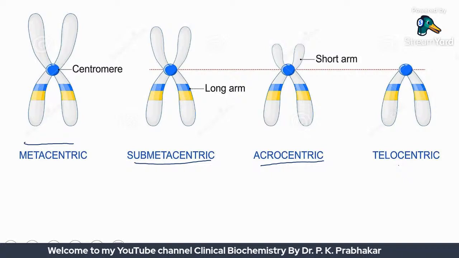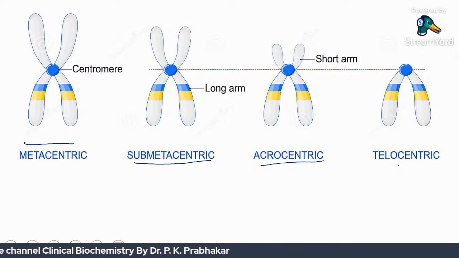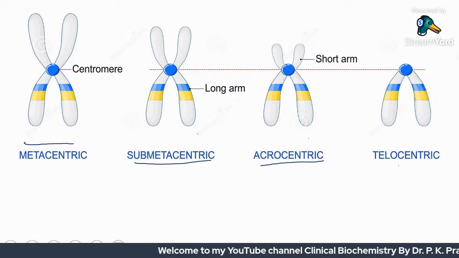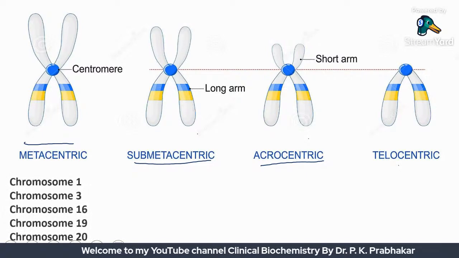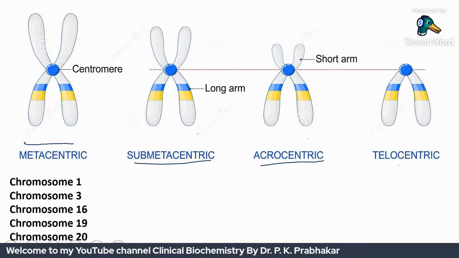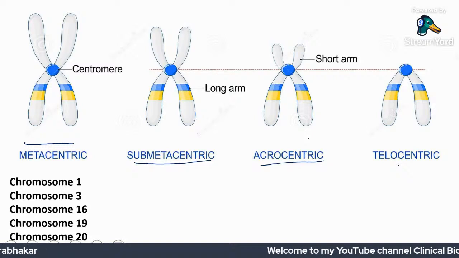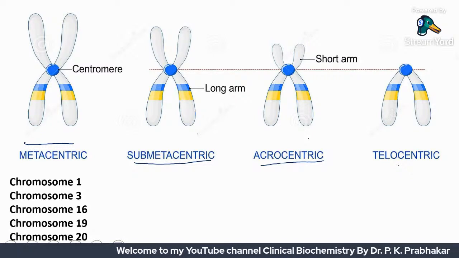Now, all the human chromosomes, the 46 chromosomes, fall into only 3 categories. They are either metacentric, submetacentric, or acrocentric. We don't have any telocentric or subtelocentric chromosomes. Chromosome numbers 1, 3, 16, 19 and 20 are metacentric, meaning both the P arm and the Q arm are equal in length.